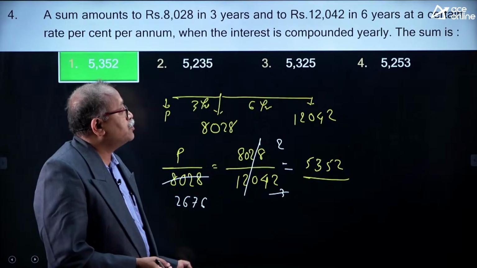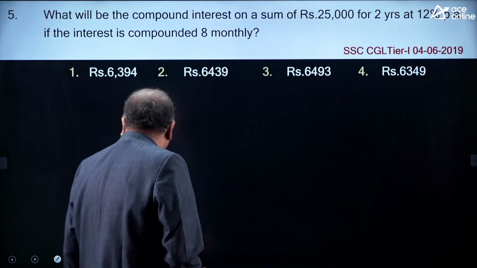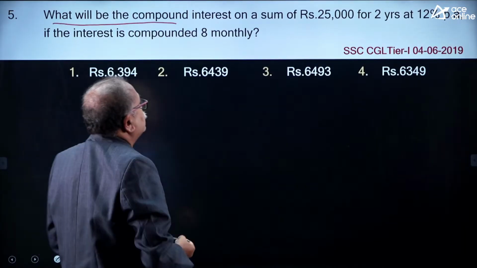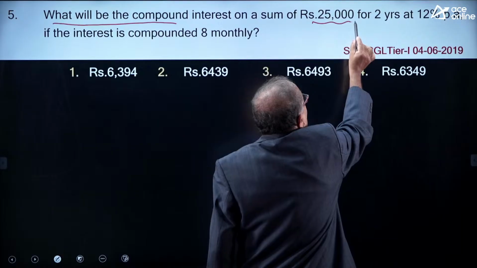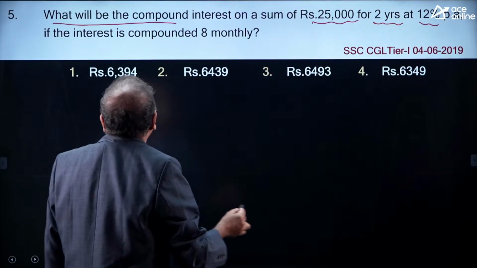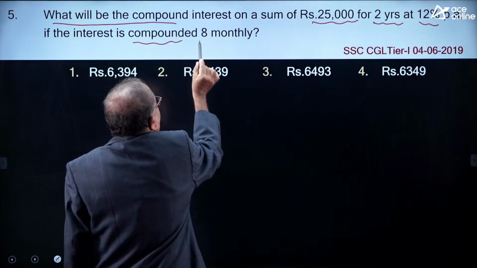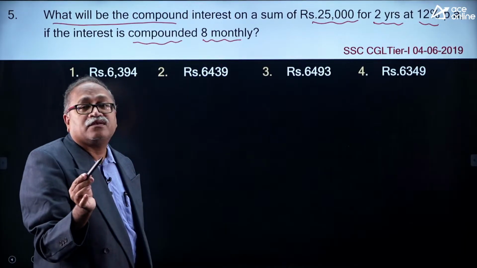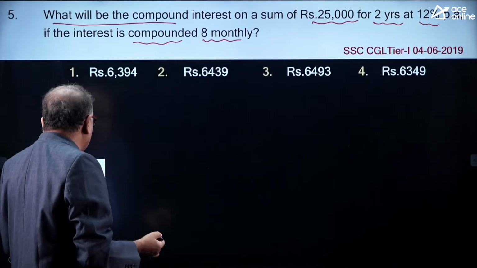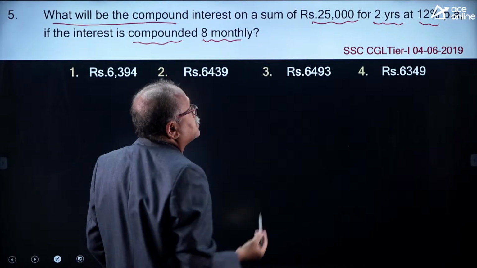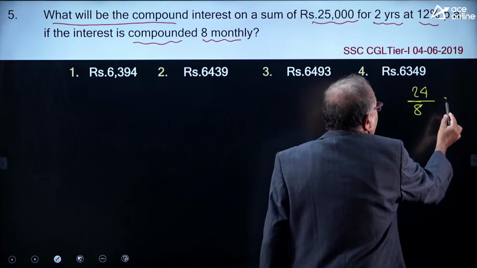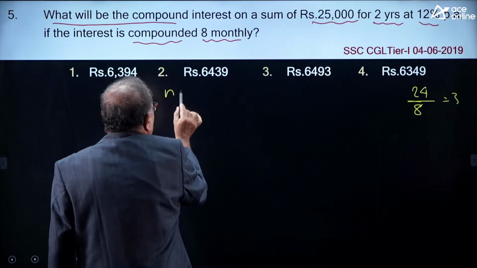Next question on your board is this. Allow me to read it out. What will be the compound interest on a sum of ₹25,000 for 2 years at the rate of 12% per annum, and the interest is compounded 8 monthly, not yearly? That means in 2 years, how many 8 months are there? 2 years means 24 divided by 8. So that comes 3. So my n will become 3.